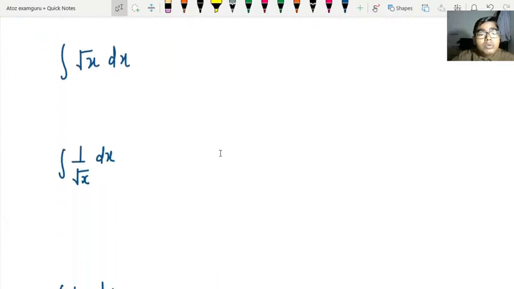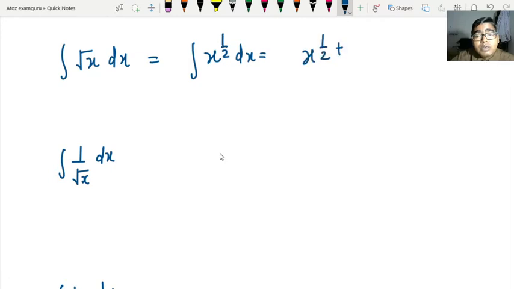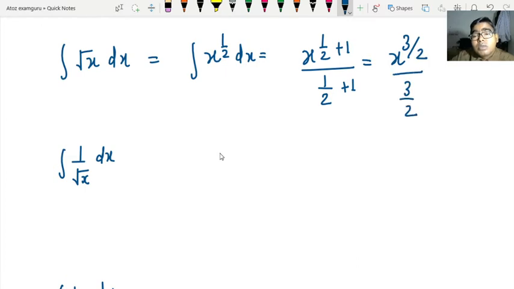This is root x dx. Right friends? So what you do? Simply you write x to the power 1 by 2 into dx. So x to the power 1 by 2 plus 1, x to the power 3 by 2 upon 3 by 2, or you can write it as 2 by 3 into x to the power 3 by 2 plus constant of integration c.